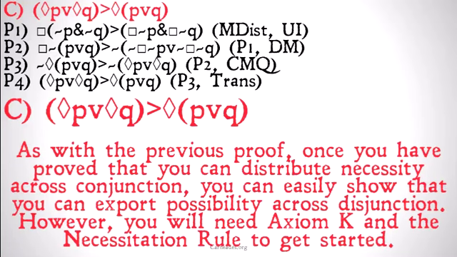As with the previous proof, once you have proved that you can distribute necessity across conjunction, you can easily show that you can export possibility across disjunction. However, with all of these, you will need Axiom K and the necessitation rule just to get started.